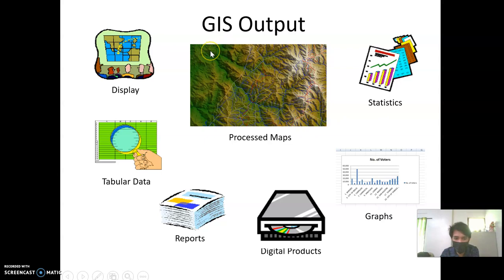Just like inputs, we have different types of GIS inputs. We also have different types of GIS output. One of these is, again, the display, the statistics, tabular data. Then we have different kinds of reports, digital products, and graphs.